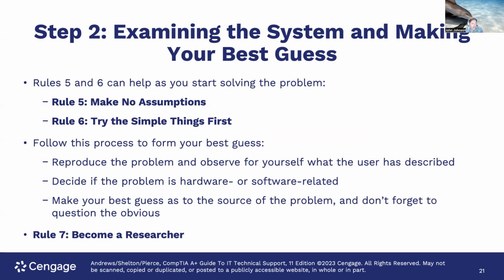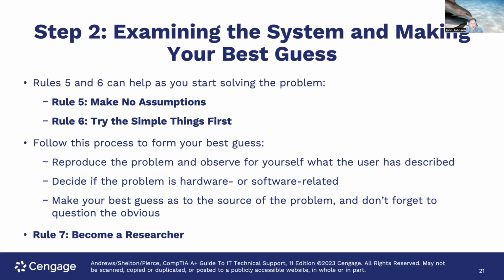Rules 5 and 6 help as you start solving the problem, and that's make no assumptions. Don't assume anything. Get your information from the user input and what you observe. Try the simple things first before you move on to more complicated possibilities. Sometimes Occam's razor is the answer.